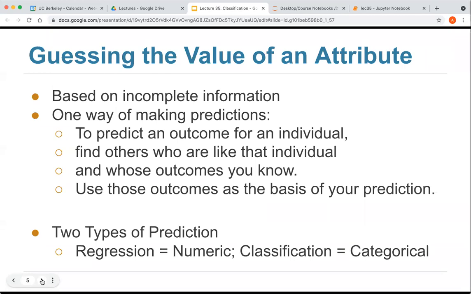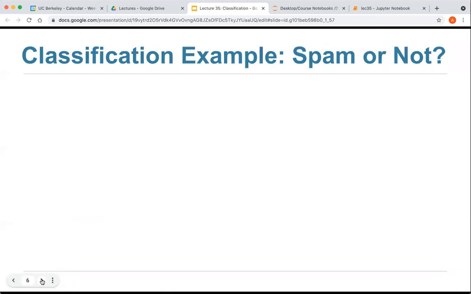Classification means taking an individual for whom you have a bunch of attributes and classifying them into one group or another. And so that's the project that we are engaged in this week. And what I'd love for you to do is to classify some of my emails. Okay, so spam or not.